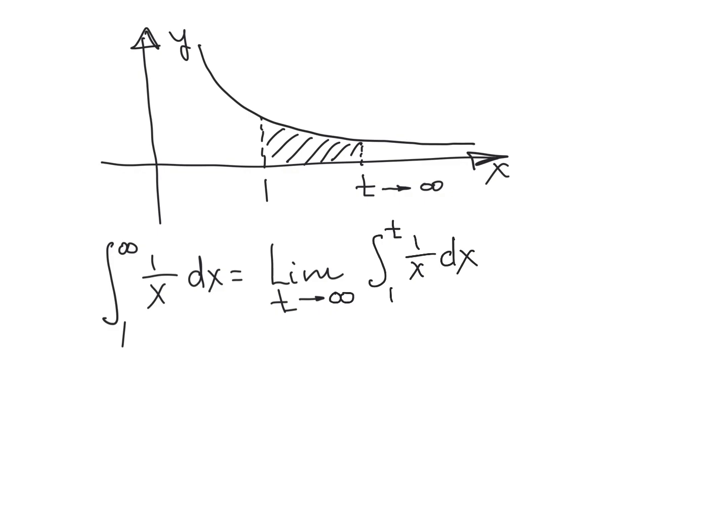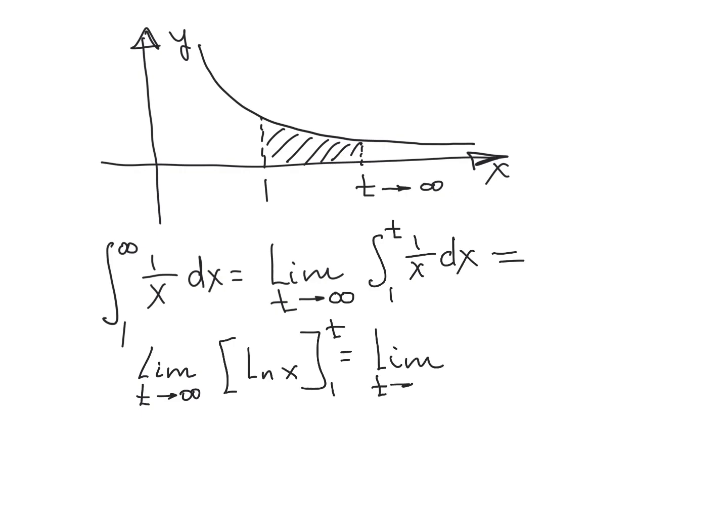So this is an easy integral. It's going to be natural log of x, without the absolute value, since we're only dealing with positive numbers. And this is the limit as t goes to infinity of natural log of x evaluated from 1 to t. So when we plug it in, we still have the limit as t goes to infinity, and then we plug in t and 1 for x. So that's natural log of t minus natural log of 1. Of course, natural log of 1 is 0.